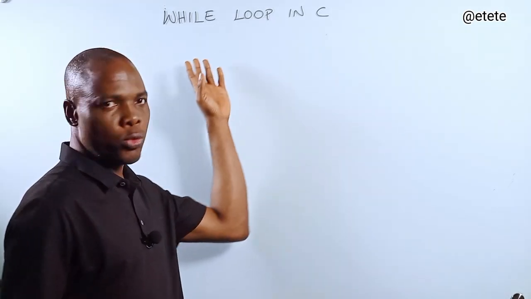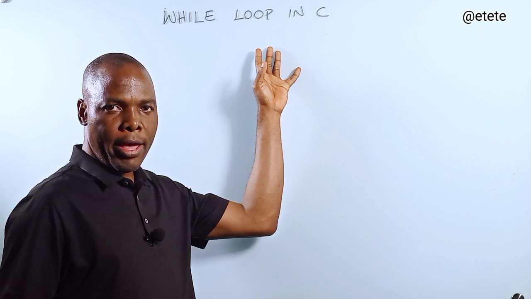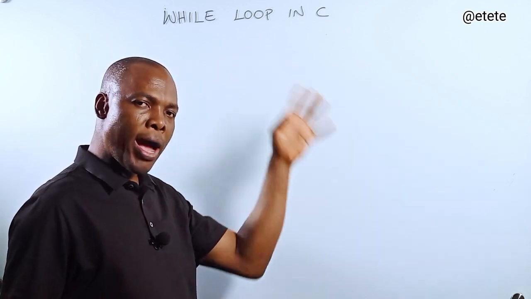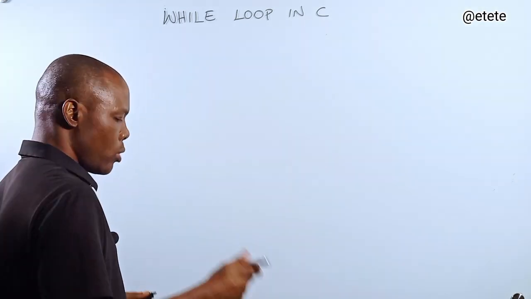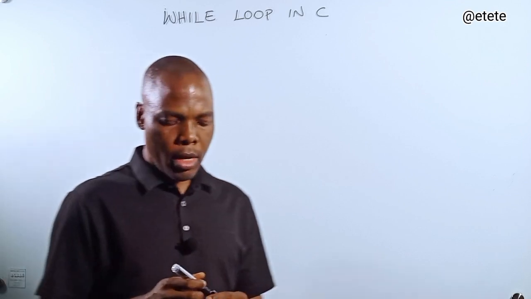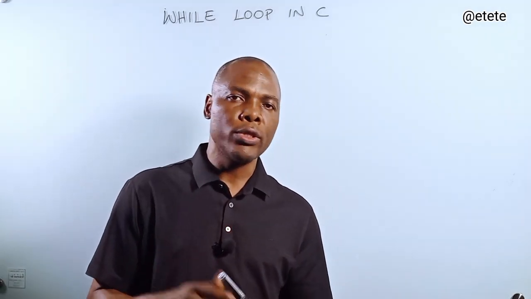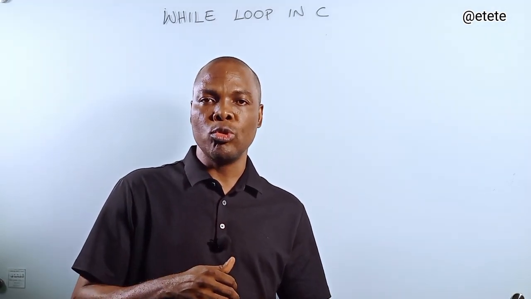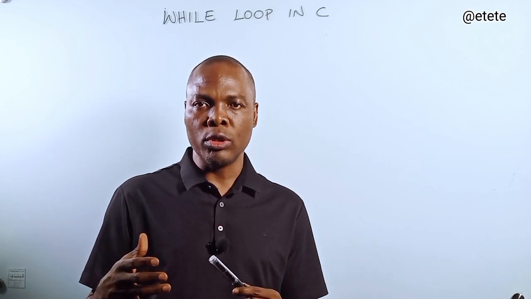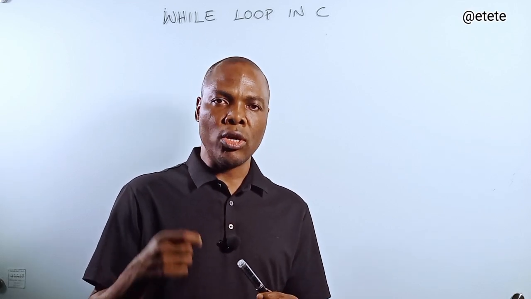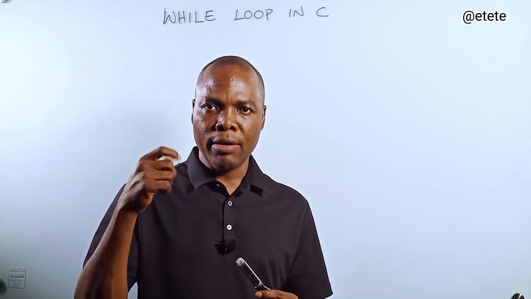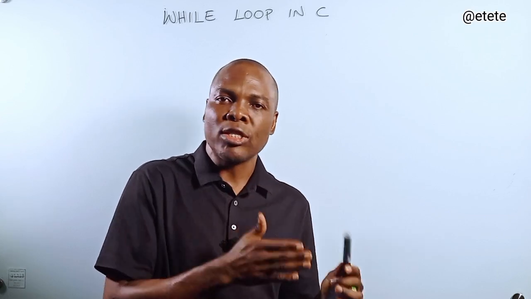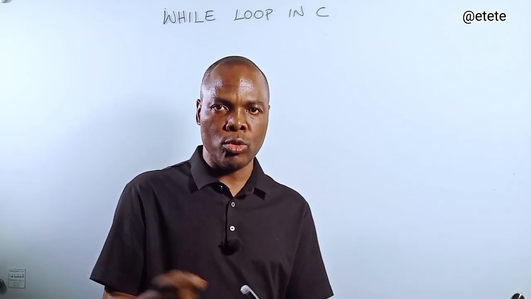So today we are going to expand on the while loop. So, what is a while loop? A while loop is a control flow statement that is used to execute a block of code repeatedly until a condition is false, or as long as that condition remains true.